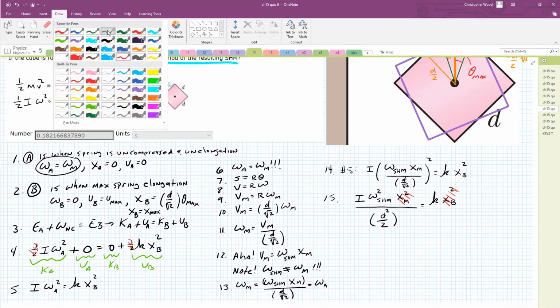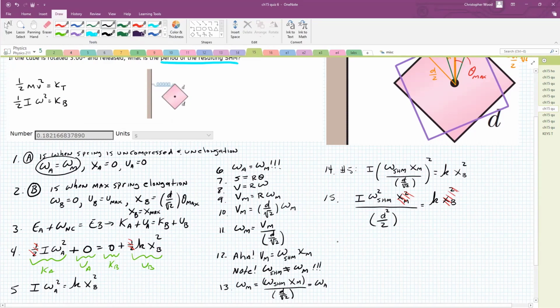There's the dollar sign hiding in here somewhere. All right, so now number 16. Here's the dollar sign. I'm going to isolate omega SHM squared, because the dollar sign is hiding in there. Omega SHM squared equals K times D squared over 2, all of that over I. Okay, so now the question becomes, what's I?